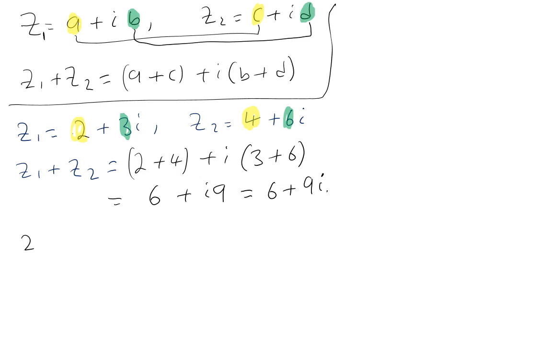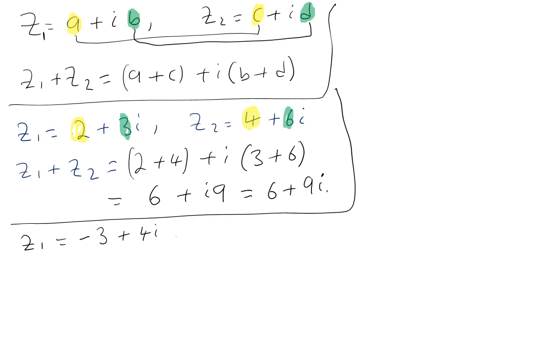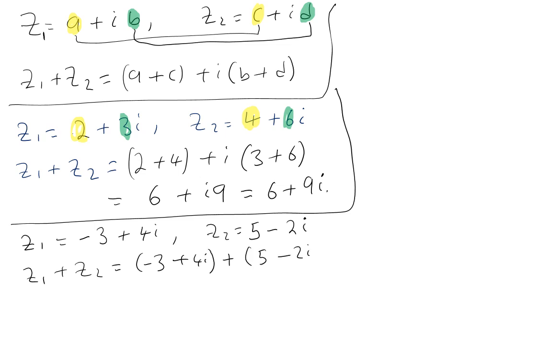Another example, suppose we have z1 equal to minus 3 plus 4i, and z2 is equal to 5 minus 2i, and we want to add this. So z1 plus z2 will be minus 3 plus 4i plus 5 minus 2i.